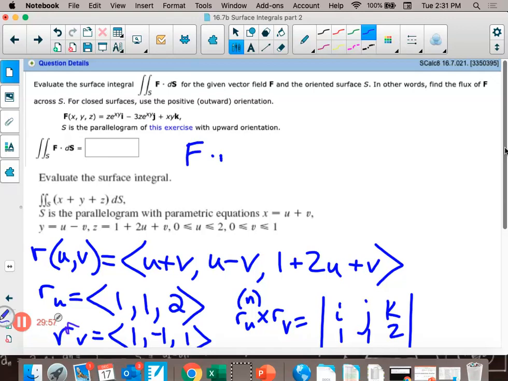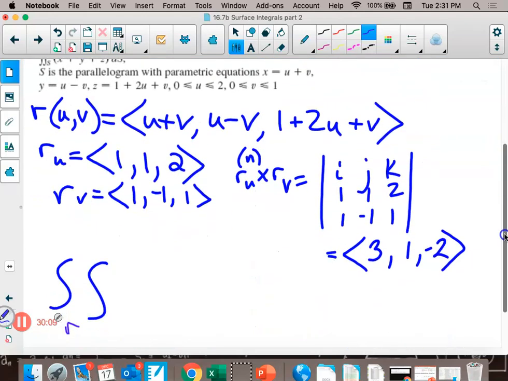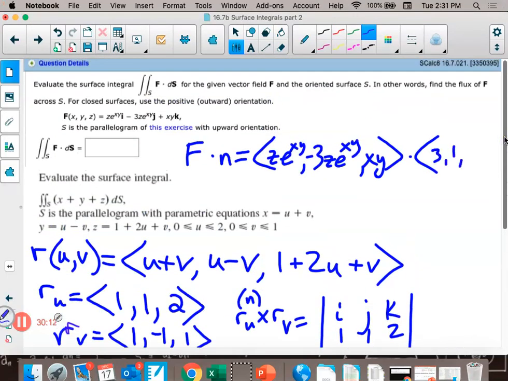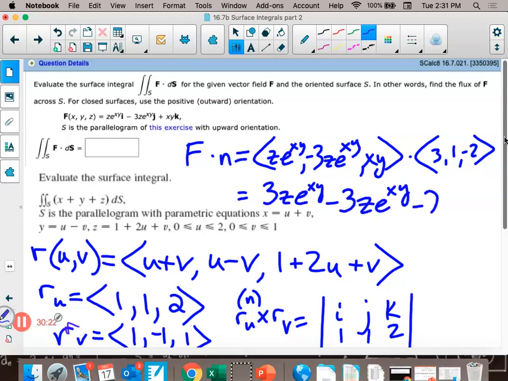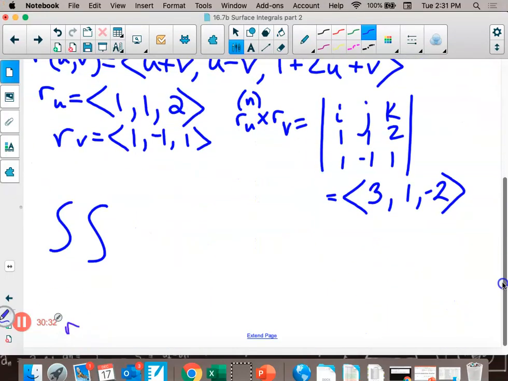So F dot N: we have z e to the xy, negative 3z e to the xy, xy, dotted with 3, 1, negative 2, equals 3z e to the xy minus 3z e to the xy minus 2xy, and then these are gone, and life is so much easier. Thank you. Okay, so we end up with negative 2xy, so it's just the integral of negative 2xy.